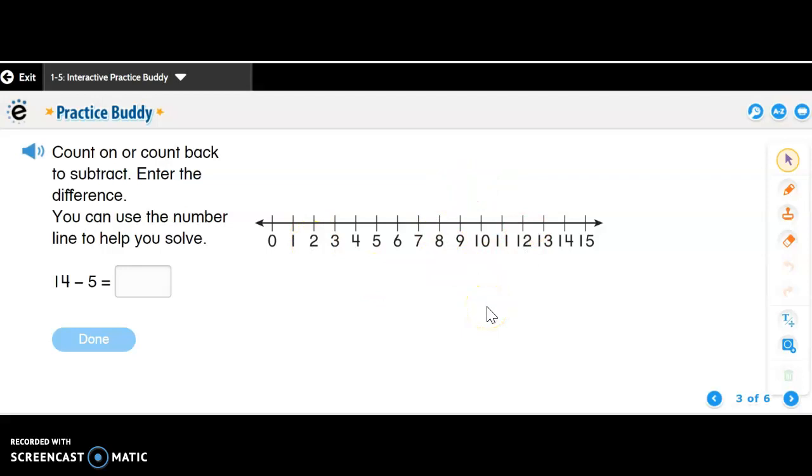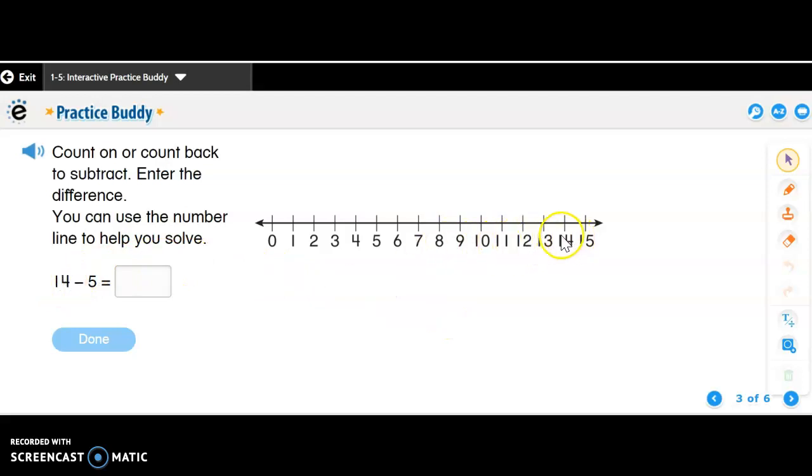It's such a nice visual to be able to look at the numbers and you can double check yourself. Even if you think you know the answer, you can double check and make sure. So let's look at our equation. 14 take away 5. Okay, so we can do either counting on or counting back, whichever you choose. I like to start with the big number and count back.